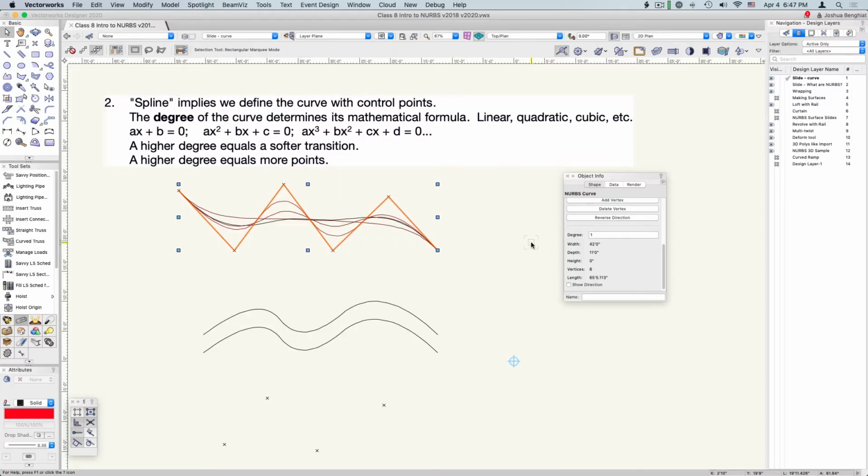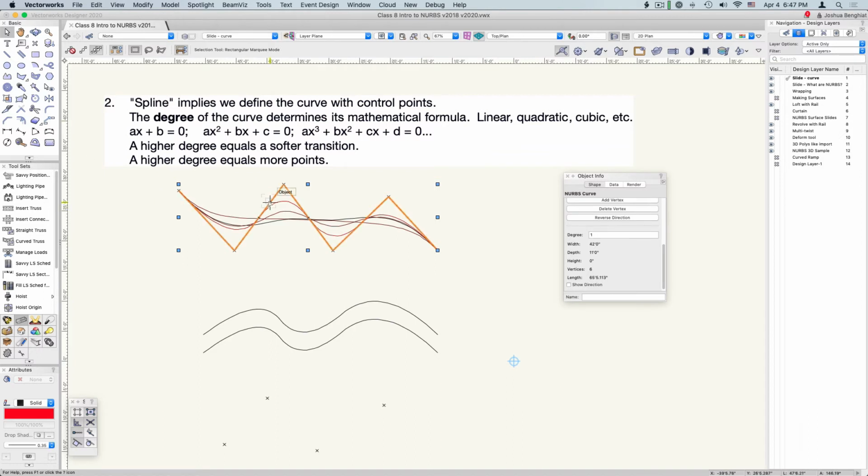So before we start drawing some NURBS, let's look at how we define the NURBS geometry. Spline implies that we define the curve with control points. We also want to specify a degree for the curve, and the degree can be any positive whole number. Usually we're dealing with degrees of 1, 2, 3, or 5 when we have NURBS curves, but really it can be any number. And that degree happens to relate to that polynomial equation we were talking about before.